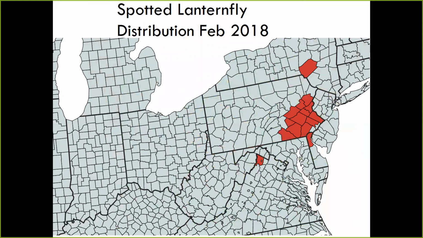This is the distribution as of now, and it initially was found in southeastern Pennsylvania. And it was pretty much contained to contiguous counties. The starred counties in Virginia, Delaware, and in New York were found in the fall of 2017. So that's really scary to me because it says that these insects are actually jumping across counties. So they're actually moving long distances.